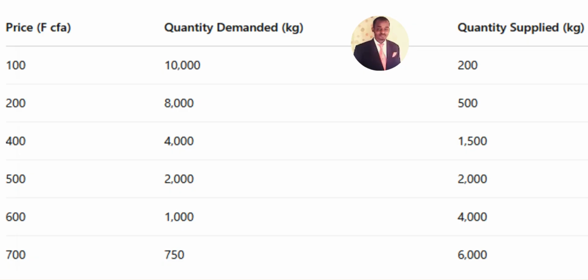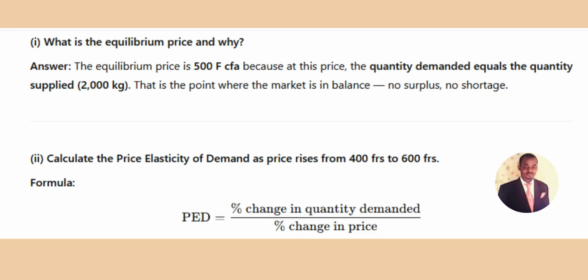So here we have actually a broader scale of the table. So as you can see, this is the table here. We have the price, we have the quantity demanded, and we also have the quantity supplied. So we have everything here on the table. So let's look at what has to be done here. If not, you have to go back to the table.